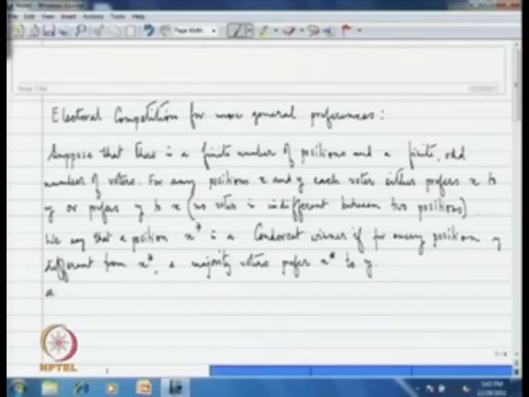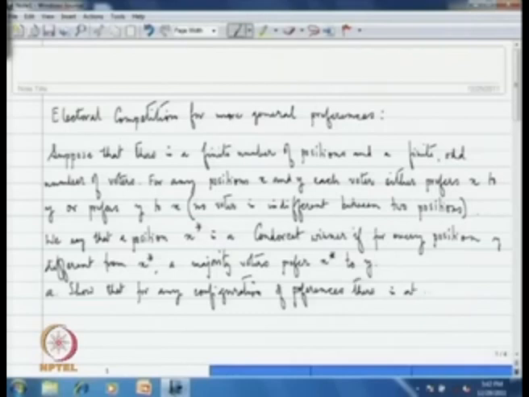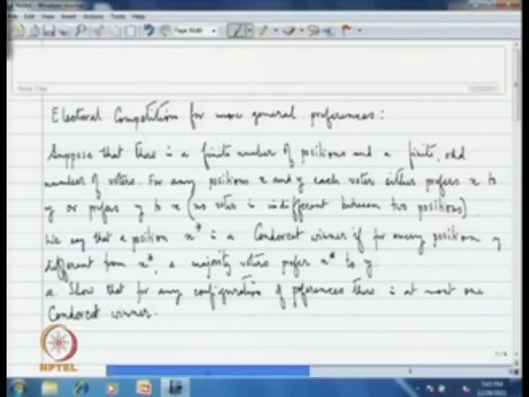Now, there are three questions. One, show that for any configuration of preferences, there is at most one Condorcet winner, which basically means that either there is just one winner or there is no winner. Now, what is the proof?